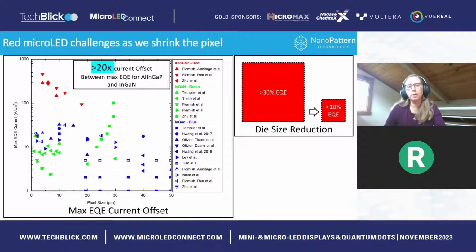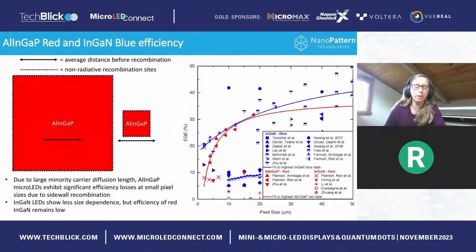Second issue is what happens as you reduce the die size of those pixels. And you see a strong drop in efficiency. And the reason for that is that the amount of area of the sidewall compared to the area of the center of the die increases. And so the distance between any carrier that gets excited in the center of the die and a potential trap on the surface of the edge of the LED, that distance shrinks. And so for any microLED, you will see a drop in efficiency as the pixel size gets smaller.